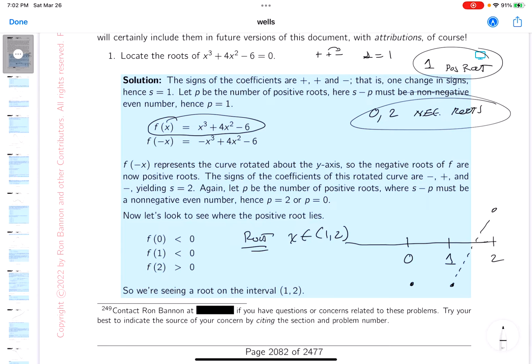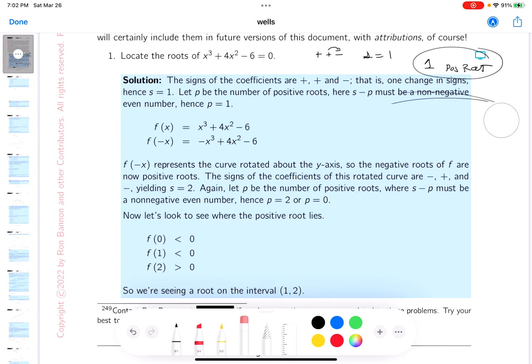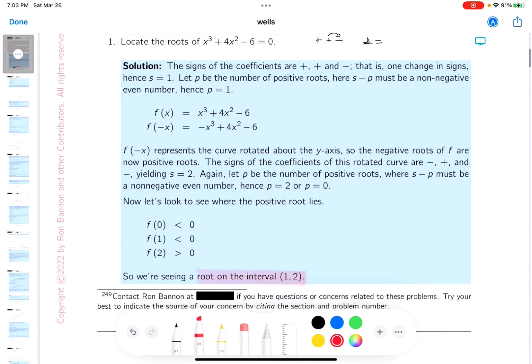Now let's talk about the other one. And the other one's going to be those negative roots if they're there. So let's talk about that. What I want to do is erase some of the problems I have over here. I'm also going to erase this and show you where that's written. So let's just talk about the things we discussed so far. There's a root on the interval between 1 and 2. I mentioned that there was one positive root. We've already found that. And I mentioned the negative roots could be 2 or 0. There could be 2 of them or 0 of them.